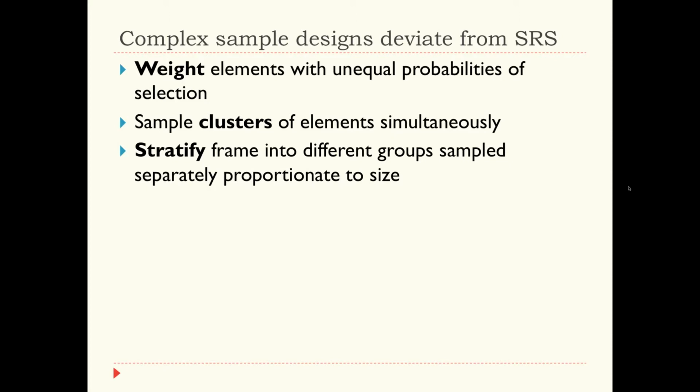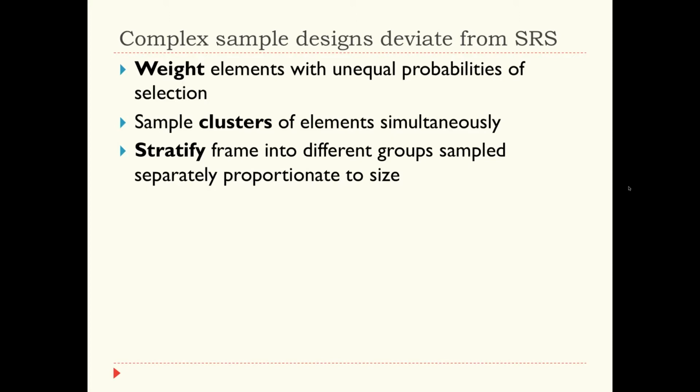Much of the time, especially for national surveys, instead of sampling individuals independently of each other, we first sample clusters at higher level units. This is usually due to cost concerns, and I'll explain that in a moment as well. And that introduces correlations between your observations, which violates the assumption of independence.